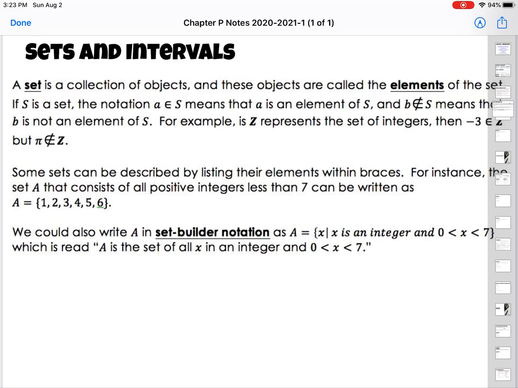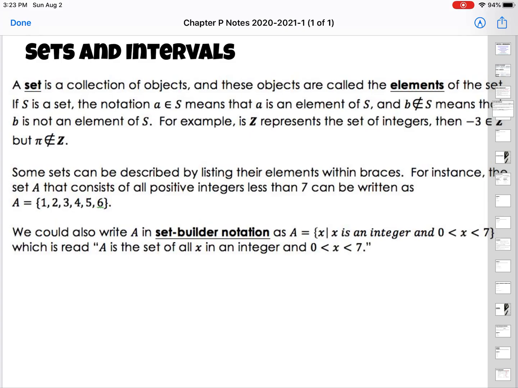Some sets can be described by listing their elements within braces. So for instance, the set A below consists of all positive integers less than 7. So we have that A is equal to {1, 2, 3, 4, 5, 6}. We could also write A in something called set builder notation.